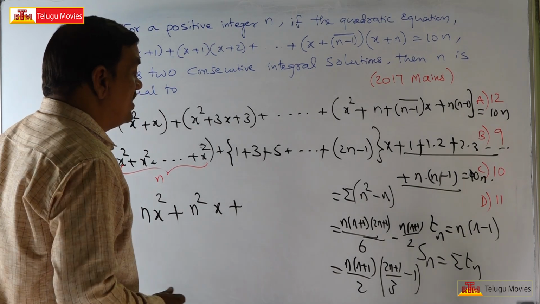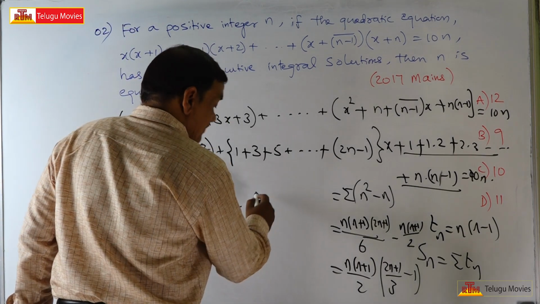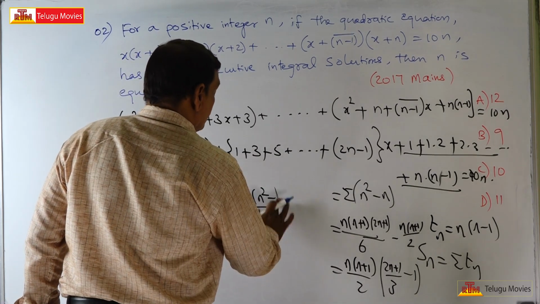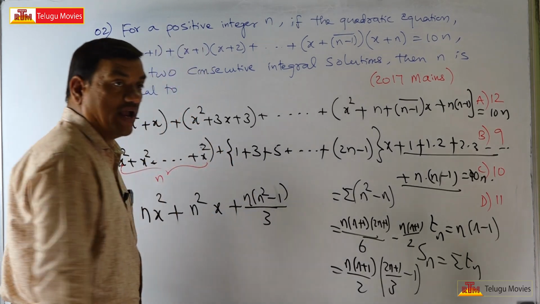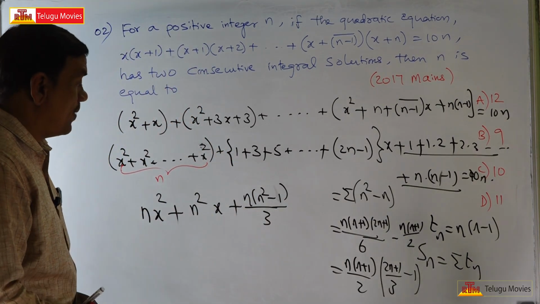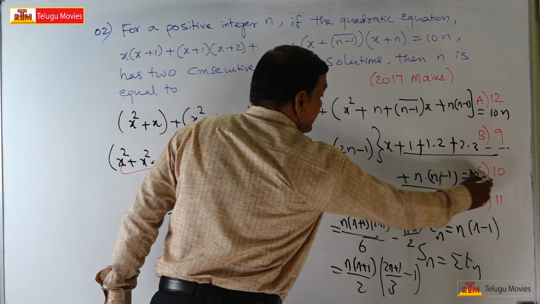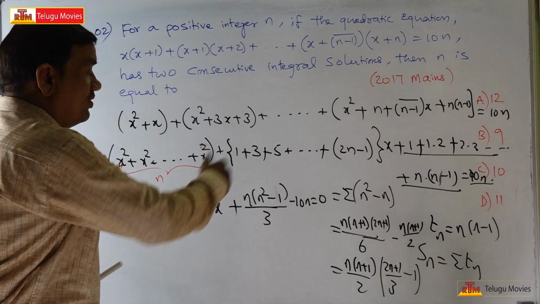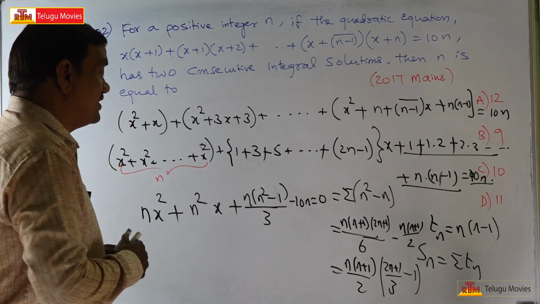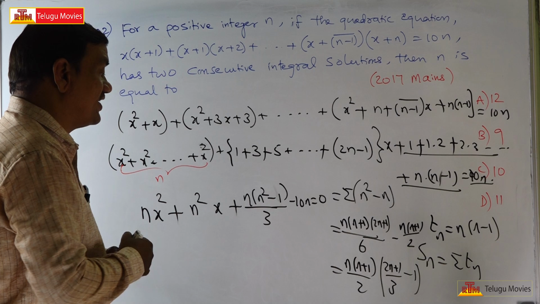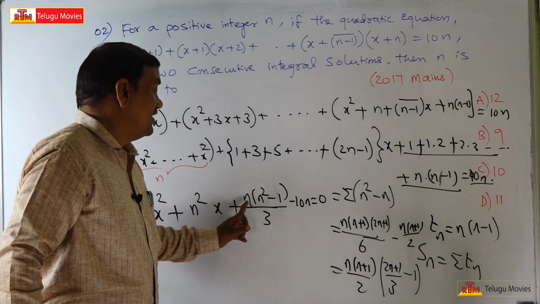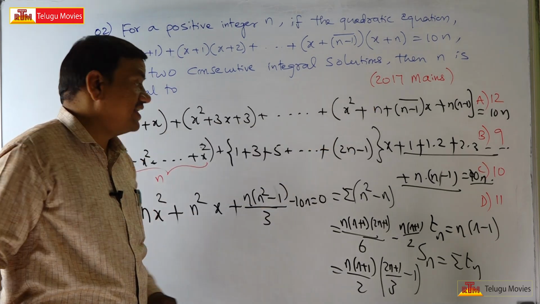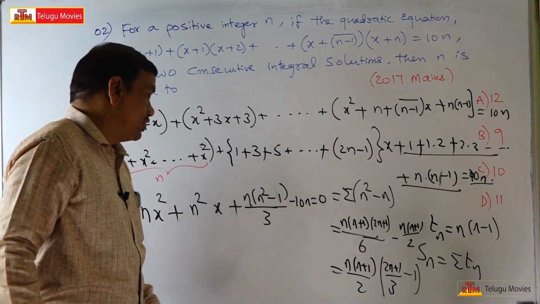So, if you simplify this, you will get n into n square minus 1 upon 3, minus here 10n is there. This is equal to 0. Now, try to simplify this. You will get minus 4n and a factorization, and ultimately you will get n into n square minus 1 upon 3 minus 10. Already that side 10n is there. If you bring this side, minus 10 is equal to 0.